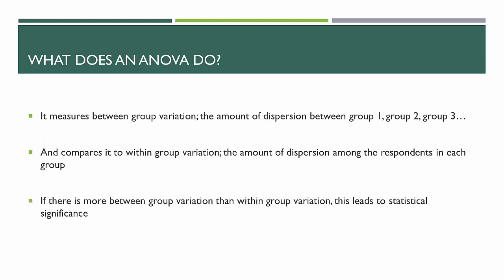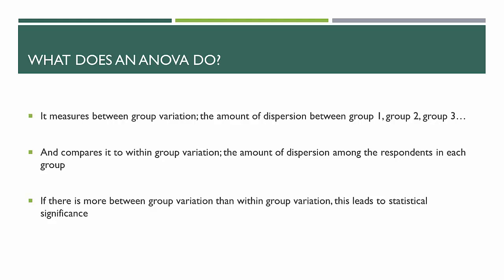The ANOVA measures 2 types of variation: between group and within group. The between group variation is the amount of dispersion or variation that occurs between populations. In this case, religious groups. We're going to look at Catholics, Protestants, and no religious affiliation. It also measures within group variation, and for within group variation, what's going on is we're comparing the differences between the respondents in each group. So we'll look at group 1 alone and look at the respondents and see how they differ.